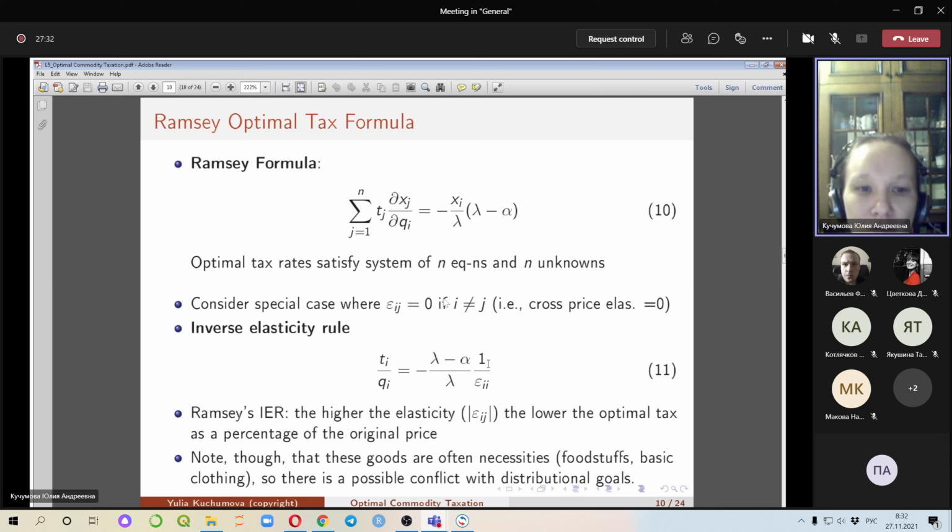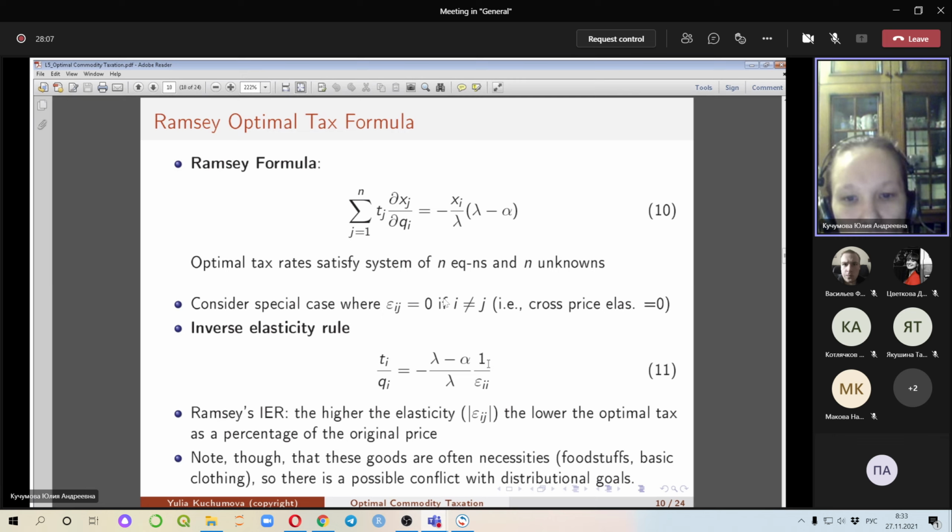So first, let's start by considering a very special case where the cross price elasticities epsilon ig are equal to 0 for all i that is not equal to g. If this is the case, then in the sum on the left hand side of formula 10 there will be only one term where i is equal to g, right?